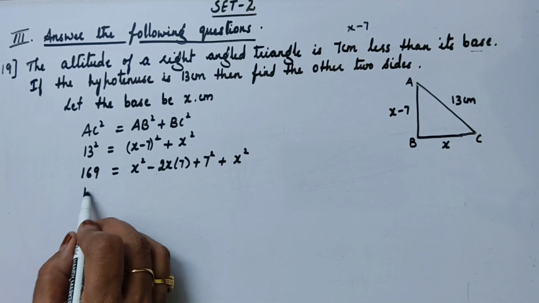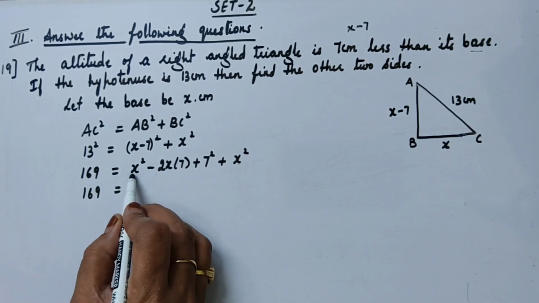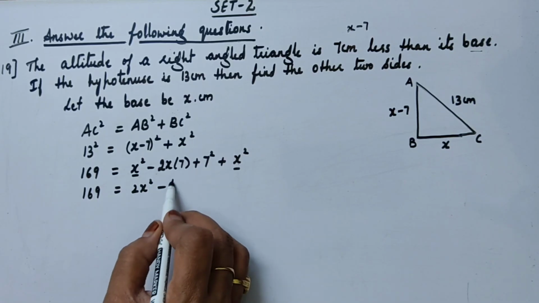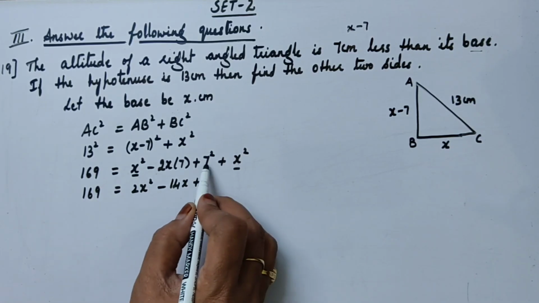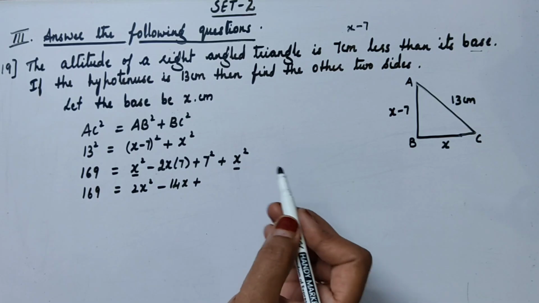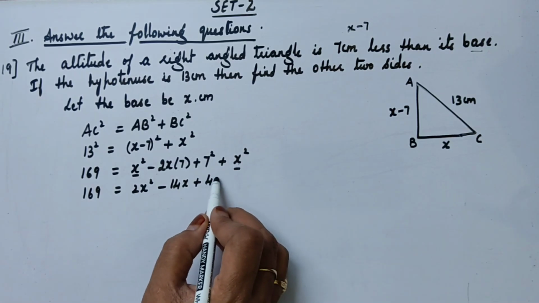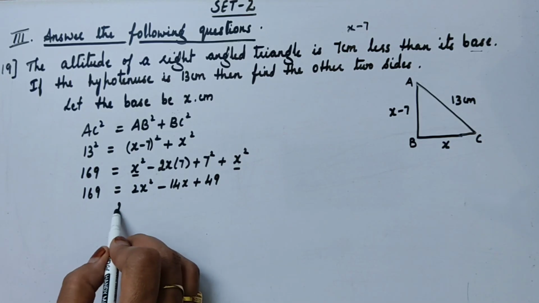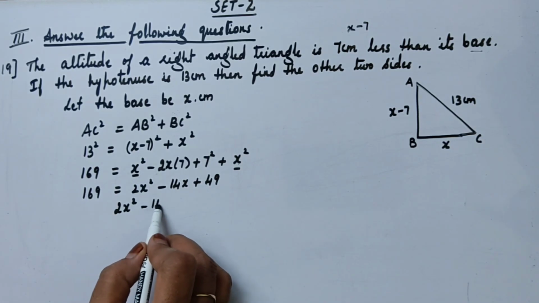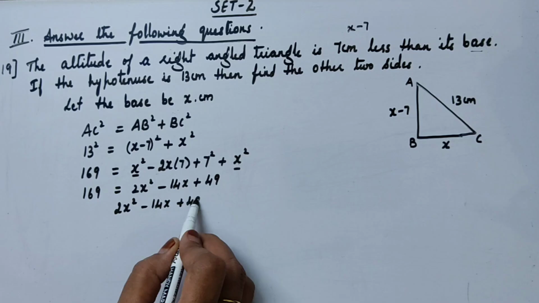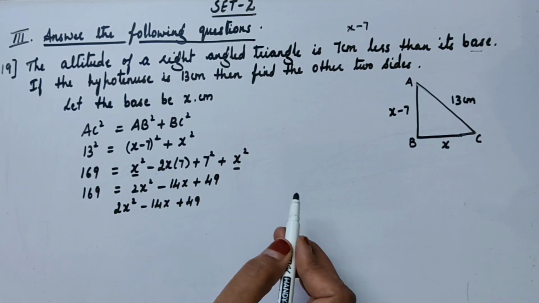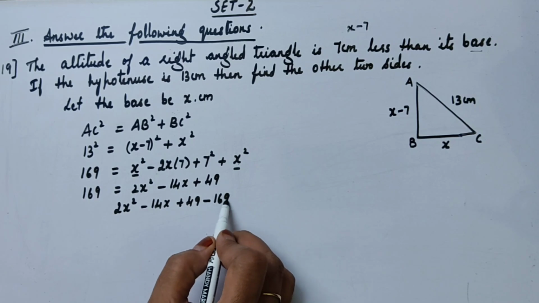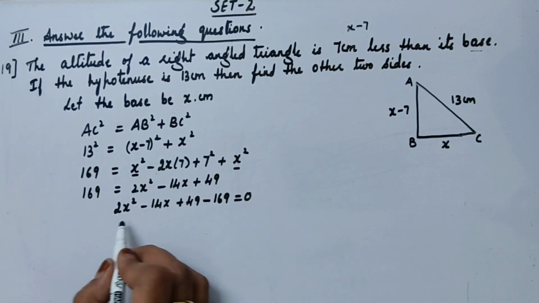Fine. This is 169 equals x square plus x square. I get 2x square minus 2 7s are 14x plus 7 square. 7 is multiplied 2 times. 7 7s are 49. Now let me write 2x square minus 14x plus 49. I just write whatever is on the right side. Let me take this 169 to the left side: minus 169 equals 0.